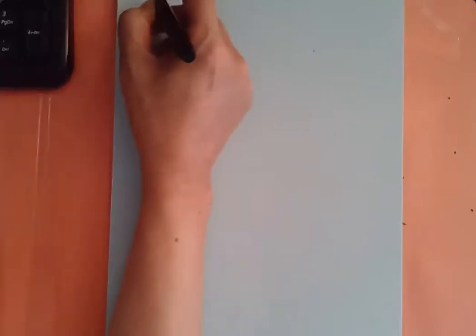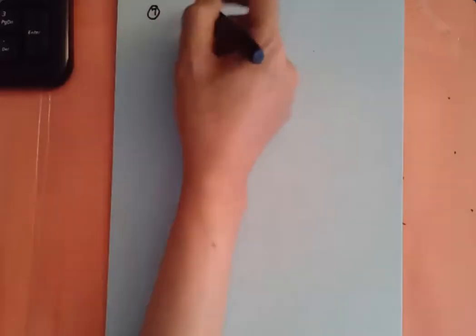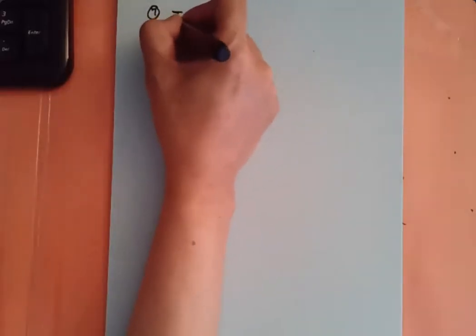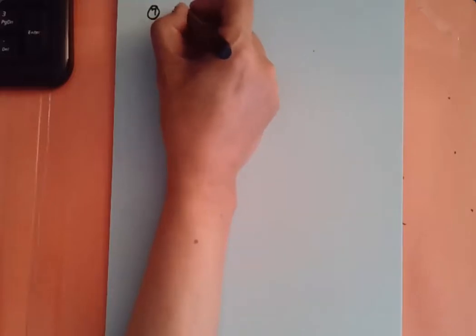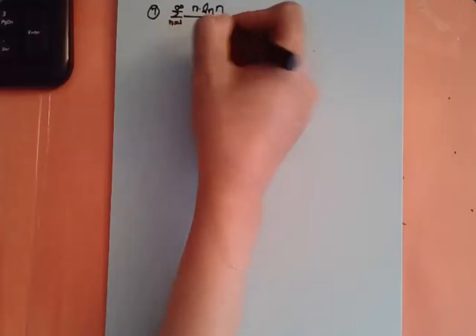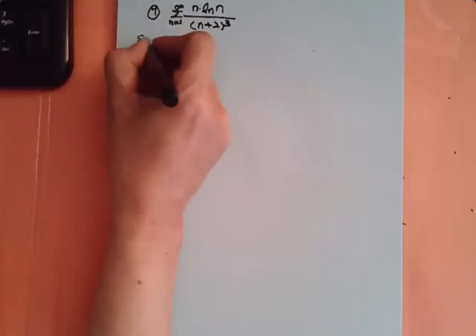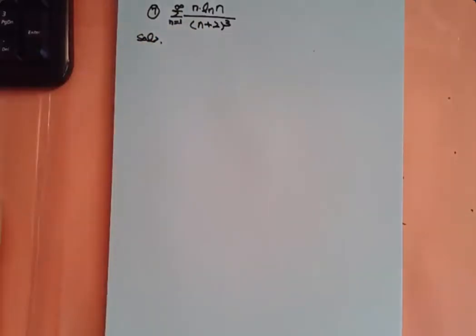We will continue with the convergence of the series. The next example is the summation n equals 1 to infinity, n times natural log of n over (n plus 2) cubed. This is a little bit harder problem in the sense we have to go through a two-step process.